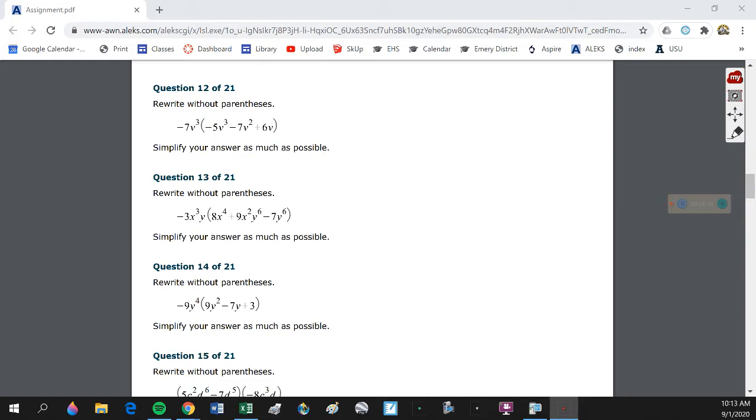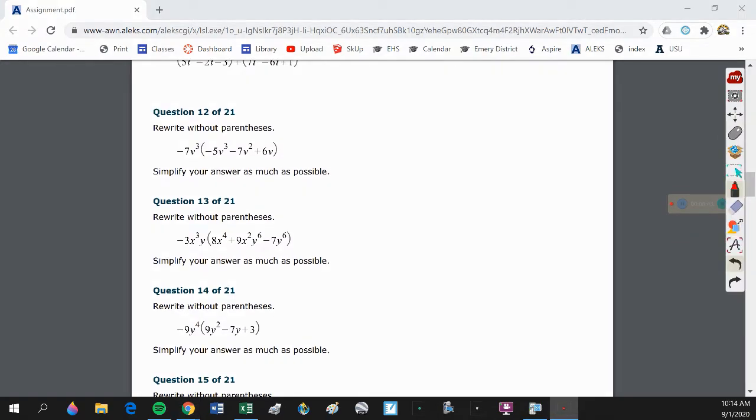So 13, you're going to do the same basic thing, but now I have x's and y's. What happens when I multiply those? Negative 24. So I have x to the seventh and just y minus 27 x to the fifth, y to the seventh. Does everybody understand that?